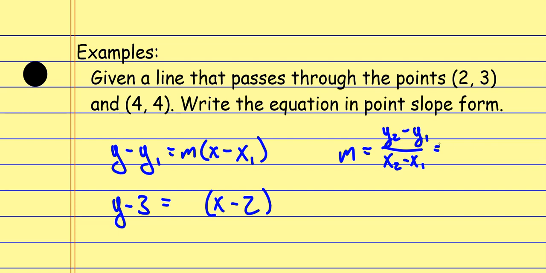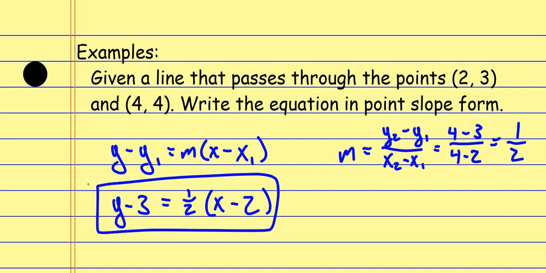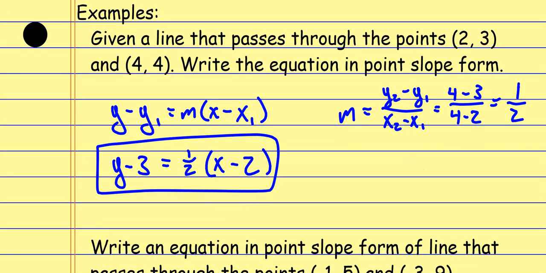And so I have to plug these in. The second y value is a 4 minus the first y value is a 3. The second x value is also a 4 minus the first x value is a 2. And so this is 1 over 2, so that's a 1/2. Now I have the equation of my line. Okay? And again, I didn't have to use that first ordered pair, the 2, 3. I could have used the second ordered pair, so I could use this as the equation as well. Ready? The 1/2 is still going to be the slope no matter what.